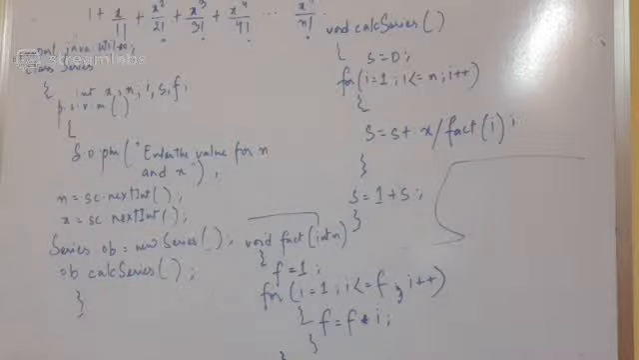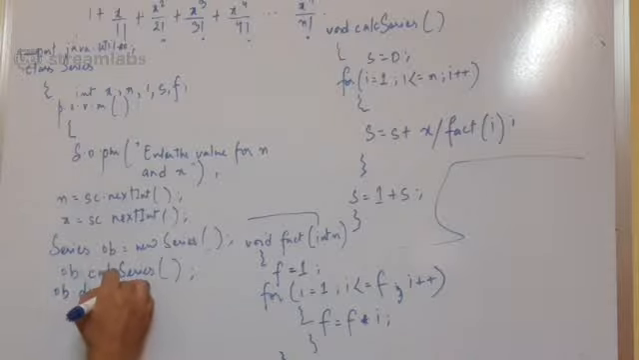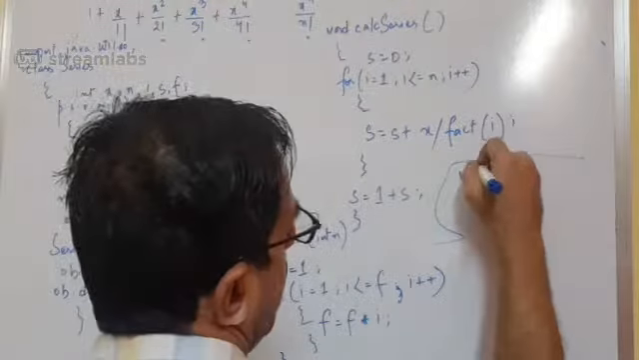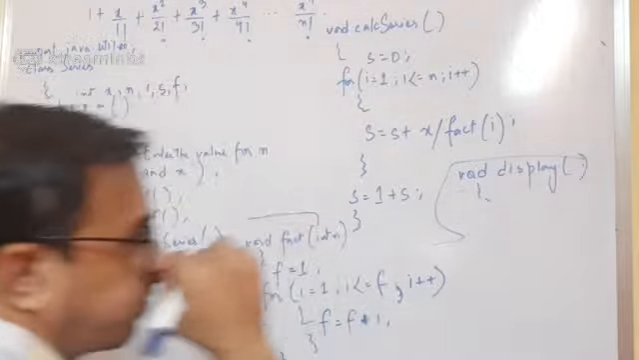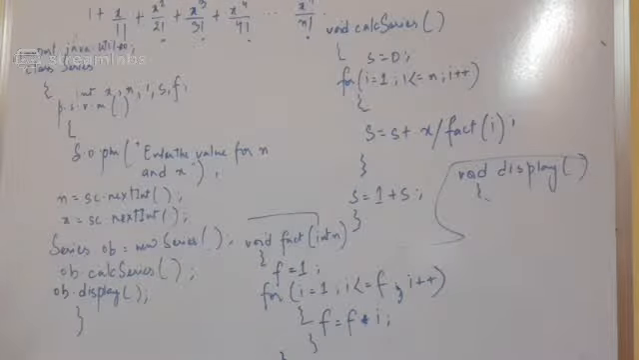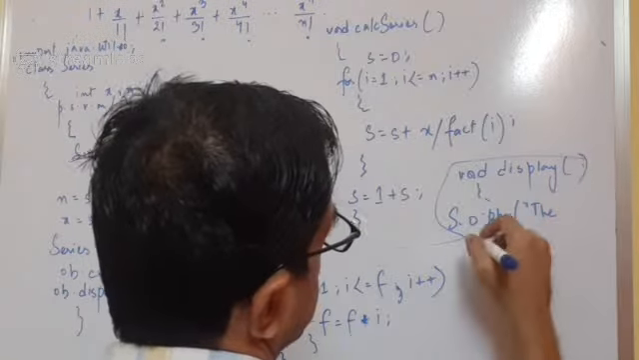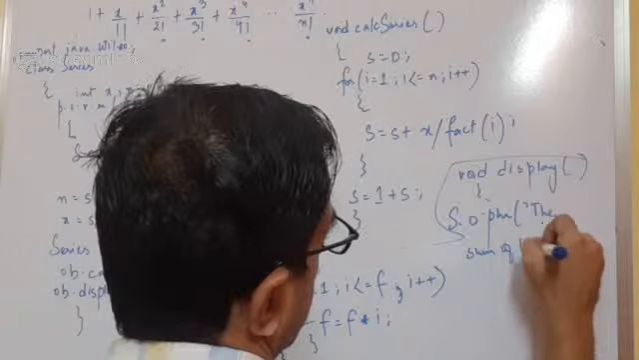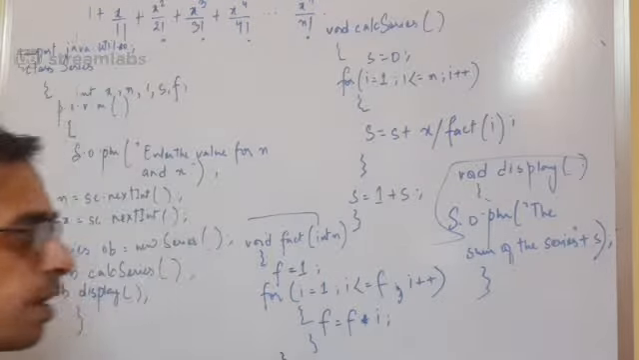So now this entire concept will work automatically, or you can just introduce one more method by the name of display. That void display, and over here you can simply write the print statement: the sum of the series turns out to be, plus s. So this you can do.